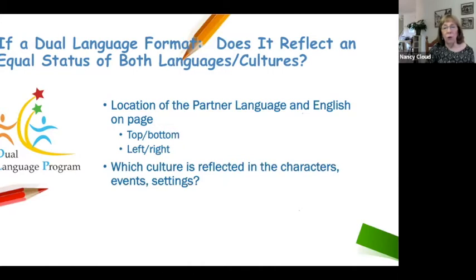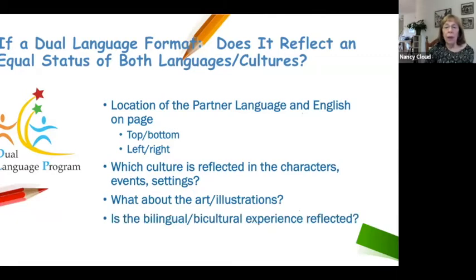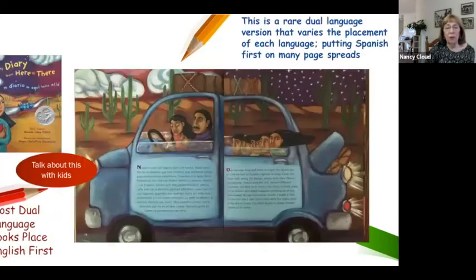And which culture is reflected? I already pointed that out, but this is very important for us to notice. What about the art? What about the illustrations? Because visual literacy is becoming more and more important, and we want kids to notice the art and illustrations. It is part of how our partner culture represents itself in artistic expression. And we also want to make sure the bilingual bicultural experience is reflected in the book.